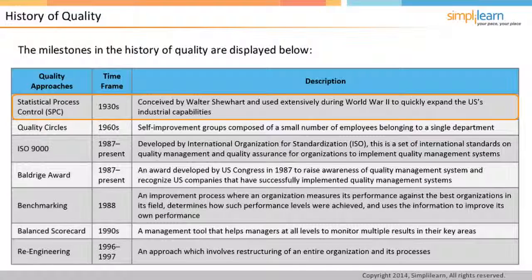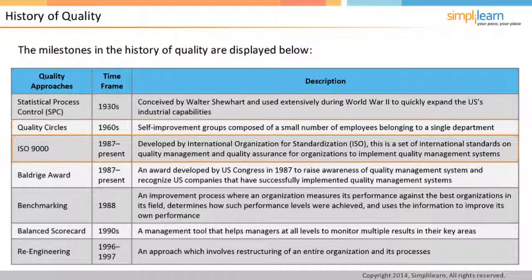In the 1960s, there were quality circles, which originated in Japan. It was started by Kaoru Ishikawa. Quality circles were self-improvement groups composed of a small number of employees belonging to a single department. Quality circles brought in improvements with little or no help from the top management.